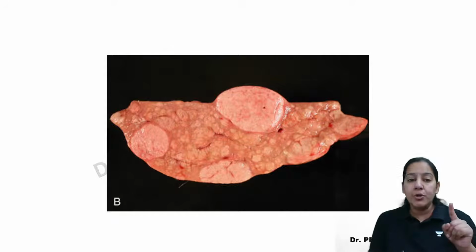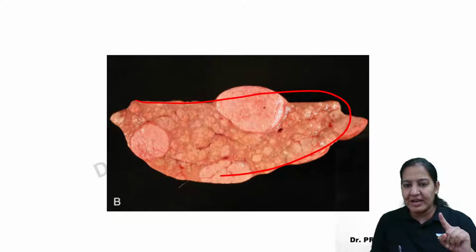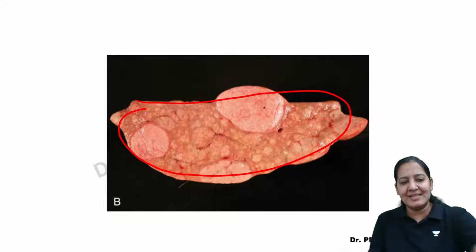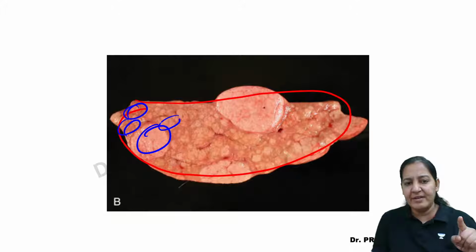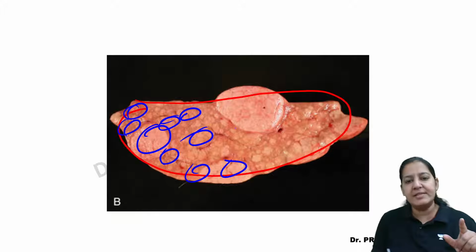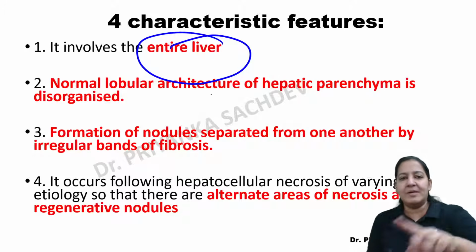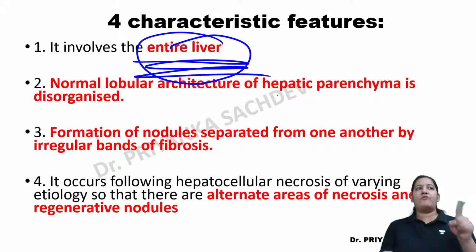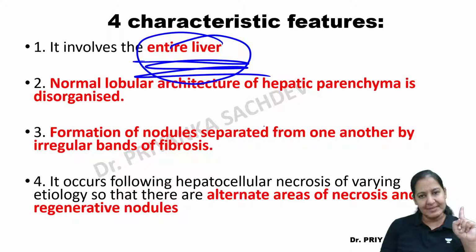This is the reason. You can see in this diagram, this is a cirrhotic liver. In the cirrhotic liver, the entire liver is involved. It is not focal. The disease is diffuse. So the first point you must understand is that it is a diffuse disease, not focal. Give me a thumbs up, right? That is the first thing.